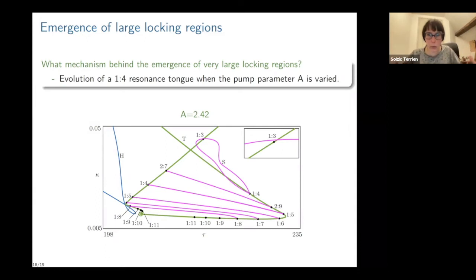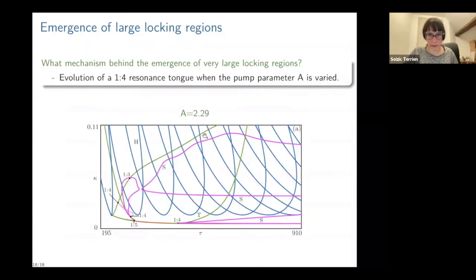But more interestingly, here we have this particular resonance tongue, the 1,4 resonance tongue, which starts to enlarge a little bit, to grow a little bit. And so for this value of A, we already have a region of the parameter space in tau and kappa where we can practically observe these locked dynamics, because the region is a bit larger. So we focus on this particular resonance tongue here.